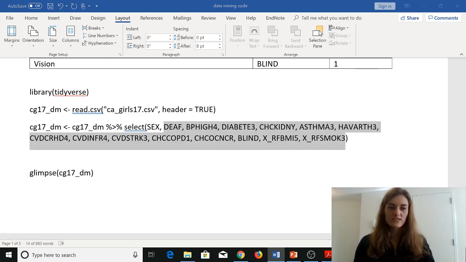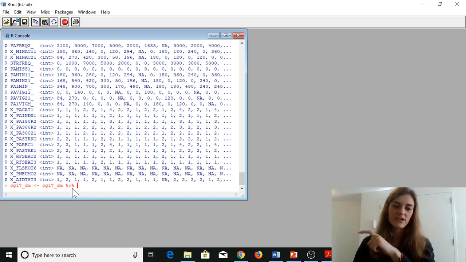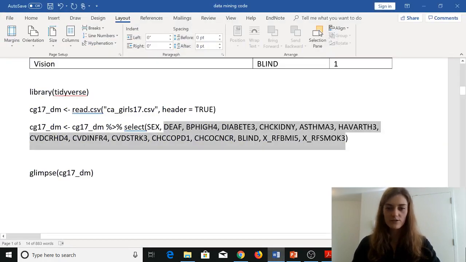So let's go back to R. We're calling it CG17_DM, assignment arrow from our CG17_DM data file, which is our original California Girl 17 CSV file. Then we put a pipe. In a previous video, I had said that pipe was parentheses greater than parentheses. Obviously, it's percent greater than percent. So this is our pipe, percent greater than percent. Now we call that function select, and then we'll go ahead and put in our variables.